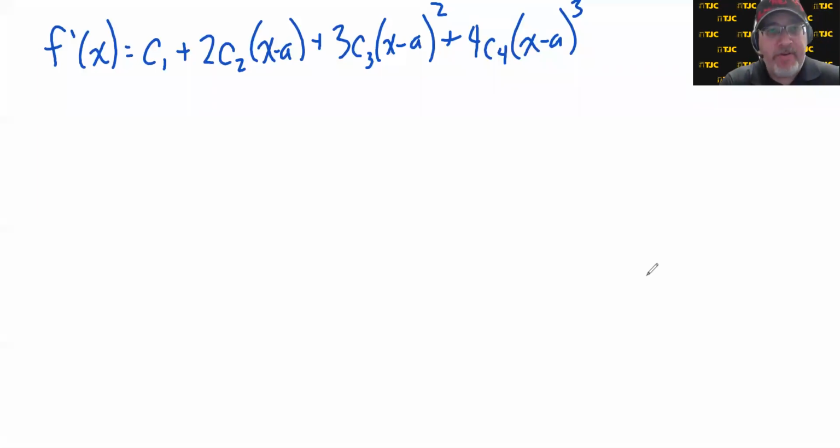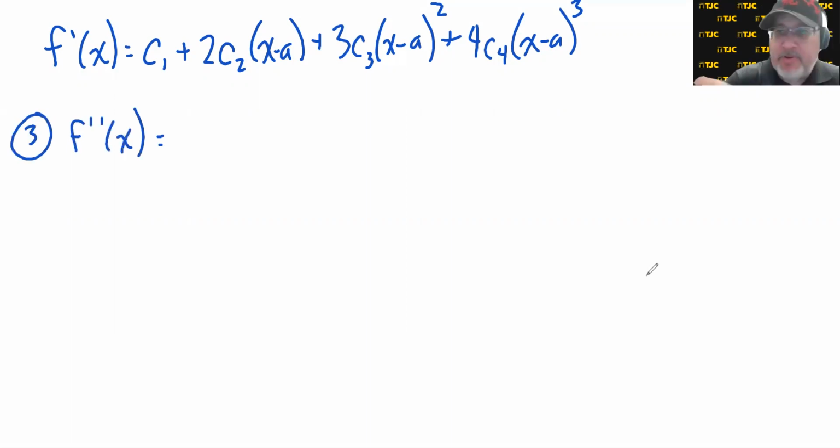Okay, so there's our derivative, and remember, we've already got the values for c0 and c1. So what are we going to do? We're going to take the derivative again. But this time when we take the derivative, we're not just going to get c2 up front. The derivative of the first term is 0, so that's gone. For the derivative of the second term, we would leave the coefficient alone, then take the derivative of x minus a, but that's just 1. And so we end up getting 2c2 when we take the derivative of that one.